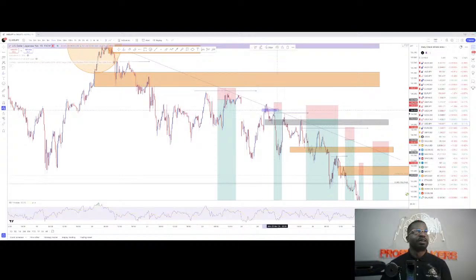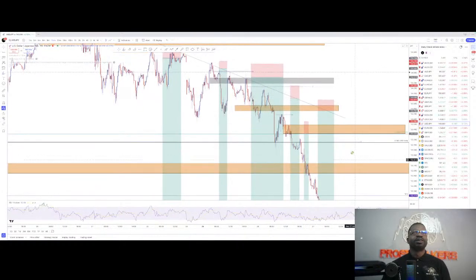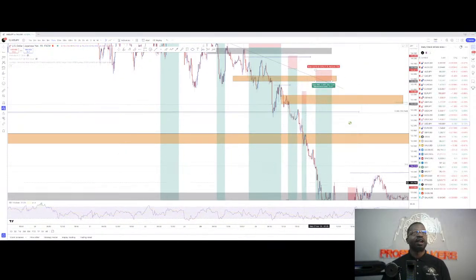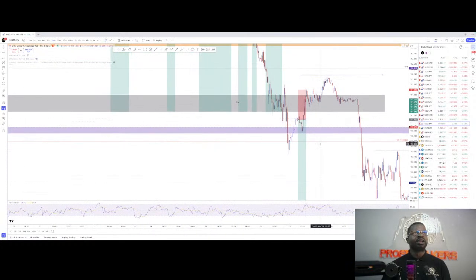So when it got retested, I added another. Price did the same thing right here. You see this area? So when we dropped and price retested it and hit that trend line again, I added another. And I just kept doing that all the way down, bro. And when I closed these trades, that was a $4,500 day.